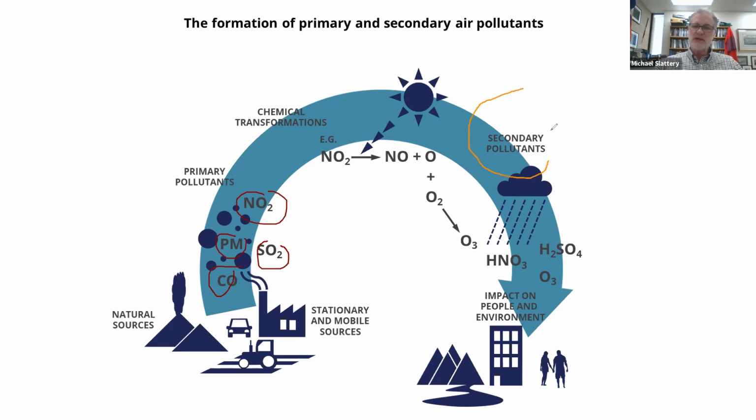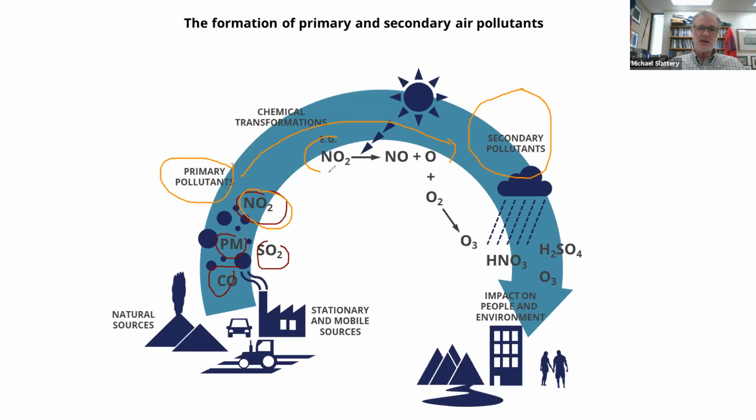Secondary pollutants involve the transformation of the primary pollutants into secondary pollutants. And that transformation occurs largely through the interaction with sunlight and carbon and water in the atmosphere. So for example, let's say we're putting out nitrogen dioxide here, right, coming out of a cement factory or a coal-fired power plant.